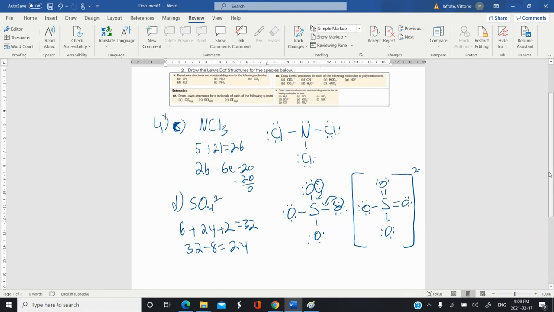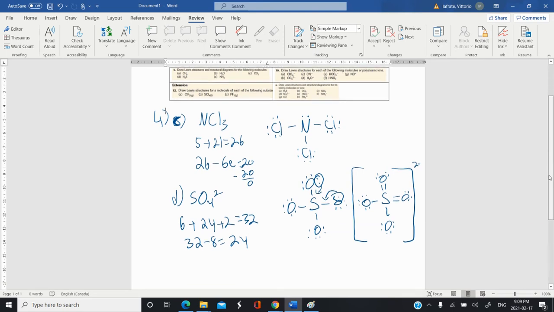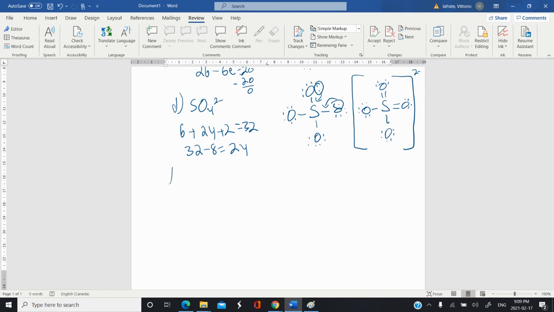Let's go ahead and try NO2 minus. So it's NO2 minus. We have 5 from the nitrogen plus 12 from the 2 oxygens plus 1 from the minus. That gives you 18 to place. And so we'll go ahead and do that. Place our central atom as a nitrogen. We had placed 2 single bonds, so that's 4 electrons. So 14 electrons left to place. We have 1, 2, 3, 4, 5, 6, 7, 8, 9, 10, 11, 12, 13, 14. So we placed 14, there's 0 left.